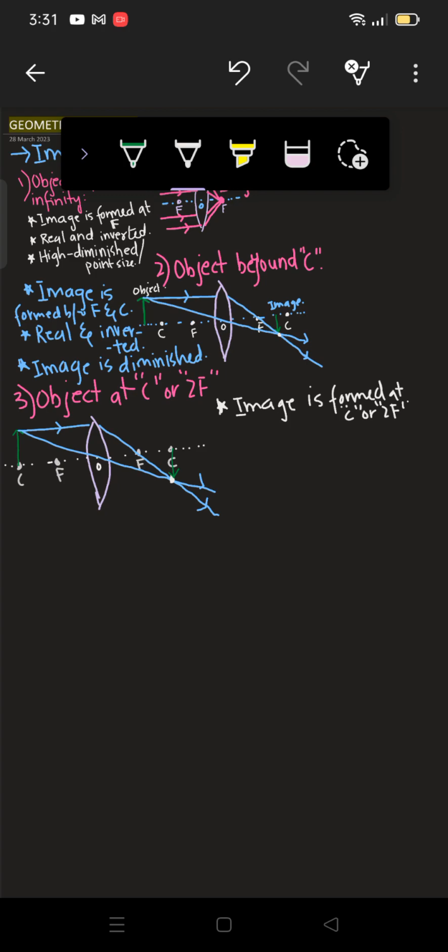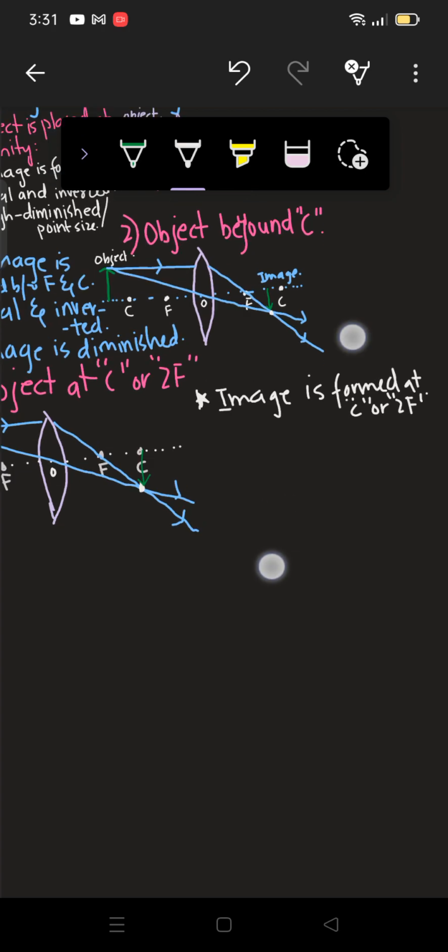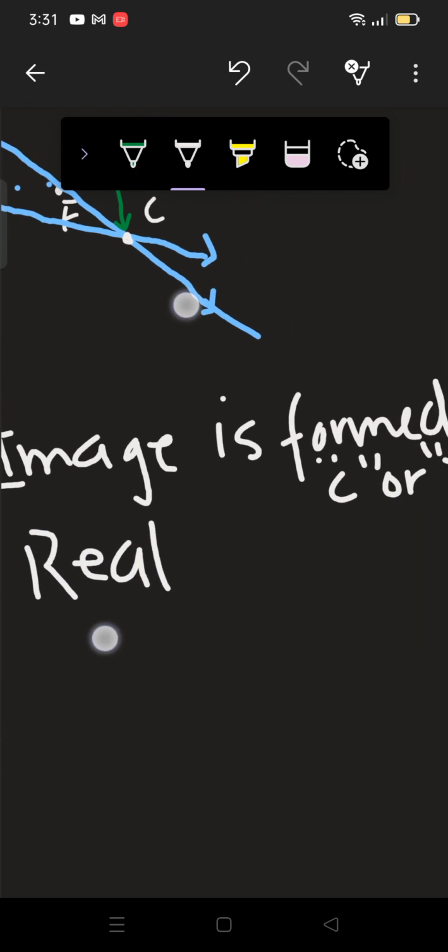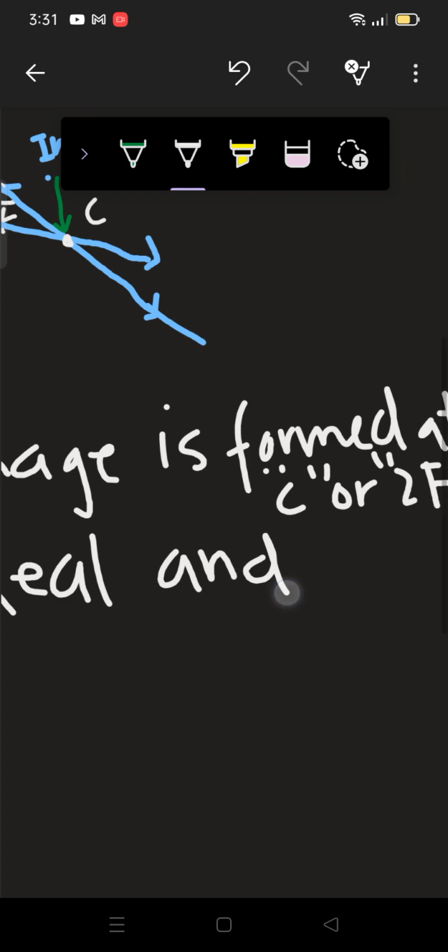What is the nature of the image? As you can see here, it is formed on the other side. So the nature of the image is real, and if it is real, then it is always inverted. So this is real as well as inverted.